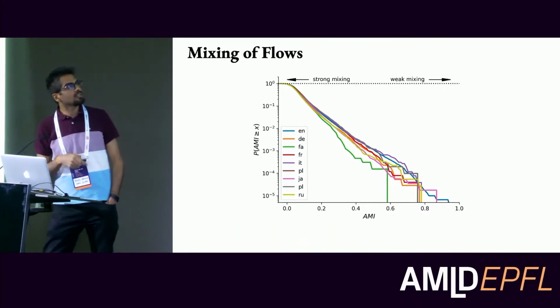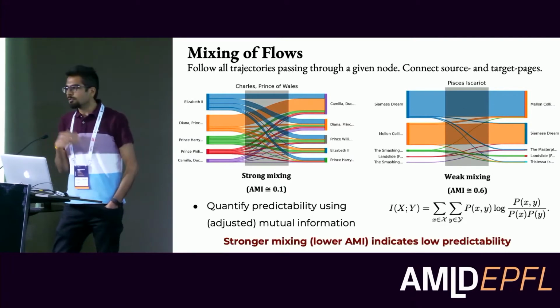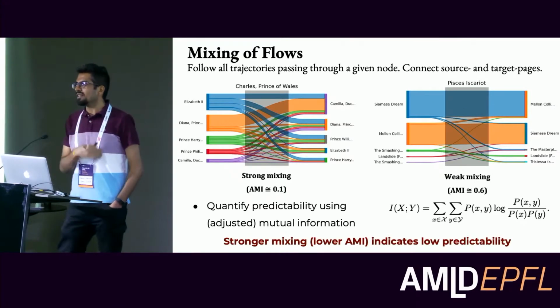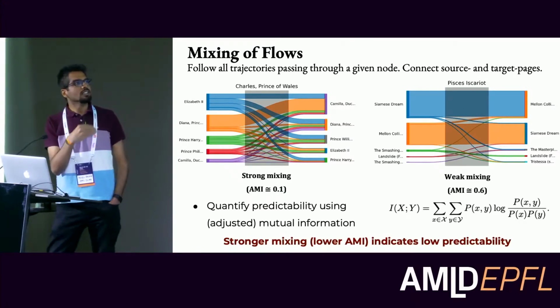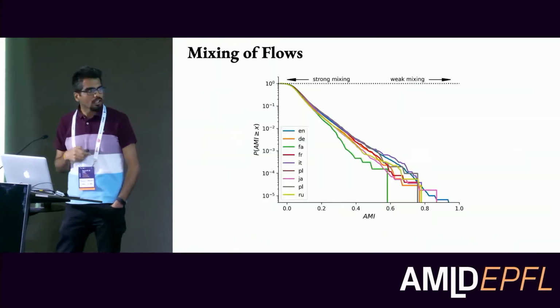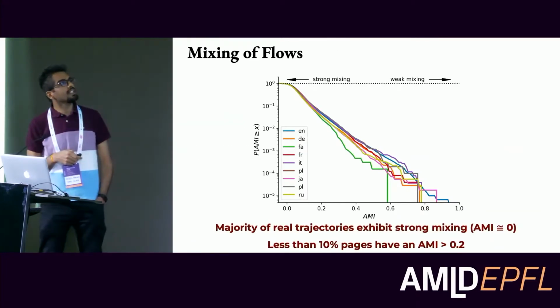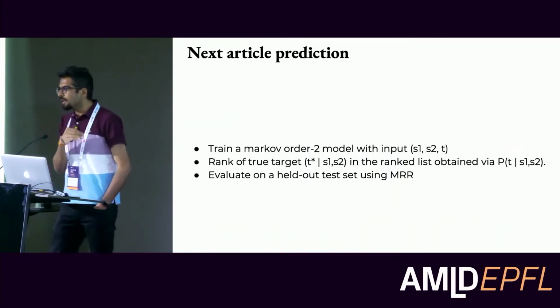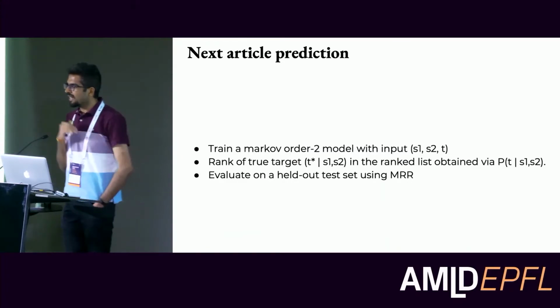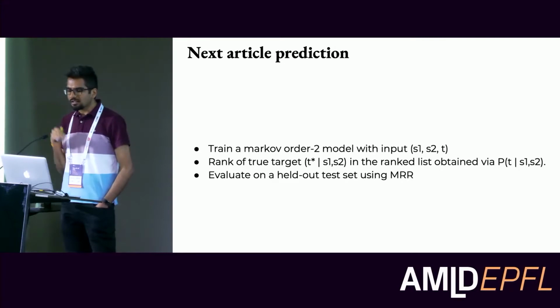And going back to this anecdotal example, what we can see is that the specific thresholds are not important, but the higher the mutual information, the better the predictability, and the weaker the mixing. So this is one key finding from our study. Another key finding was looking into a specific downstream task. I'll just explain the setup here. We look into the basic task of next article prediction.